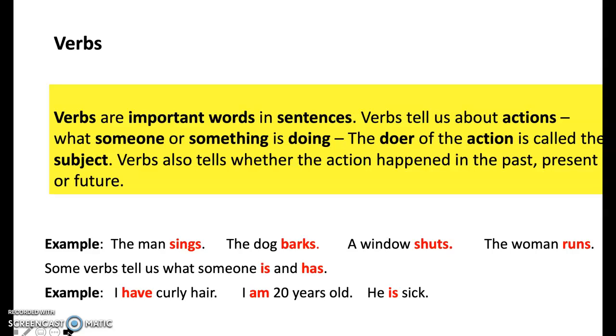If you have a look at these examples, the man sings, so the word highlighted in red is the verb. The dog barks, a window shuts, the woman runs. Some verbs tell us what someone is and has. So is and has, have and am are what we call helping verbs or auxiliary verbs. So sometimes they can stand alone in a sentence. For example, I have curly hair, so have is the verb in the sentence. Or they can go alongside main verbs, which we will have a look at in the next few slides.